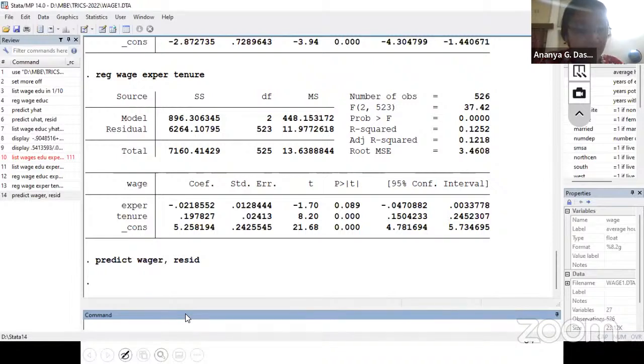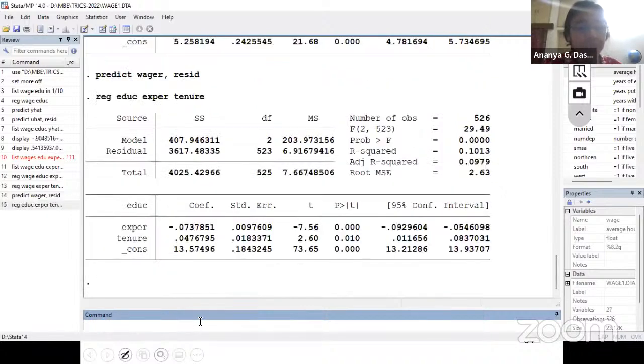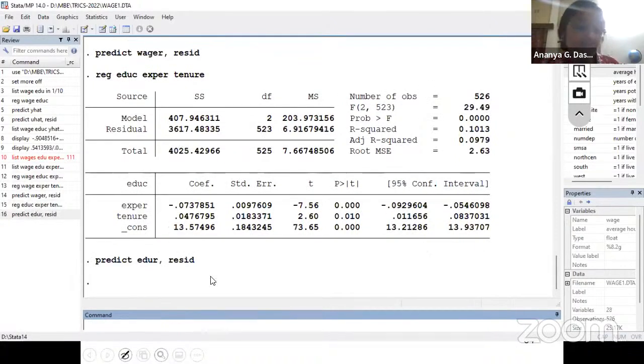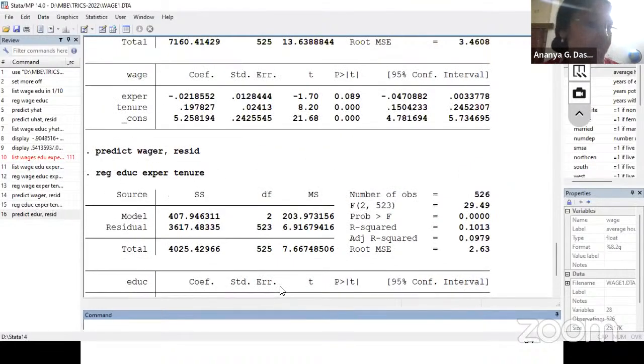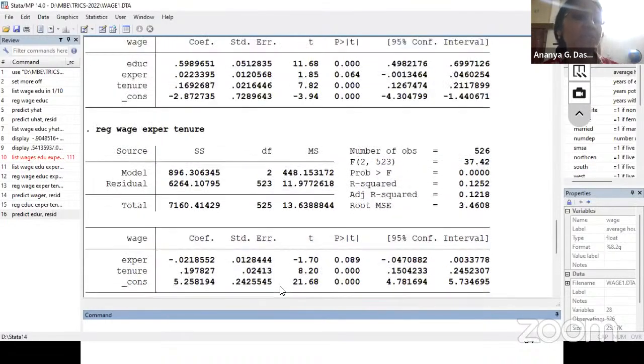Next, I'm going to run another regression. This time, I'm going to run a regression of one explanatory variable on the other two. I'm going to run a regression of education on experience and tenure. And again, I'm going to look at the residuals. So I'm now going to call this edu-R, and these are the residuals. Right. So now, why have we done all this? Because we want to understand in what sense we are holding experience and tenure constant.